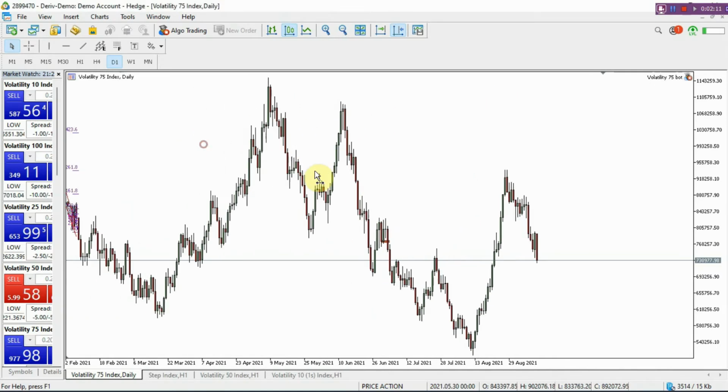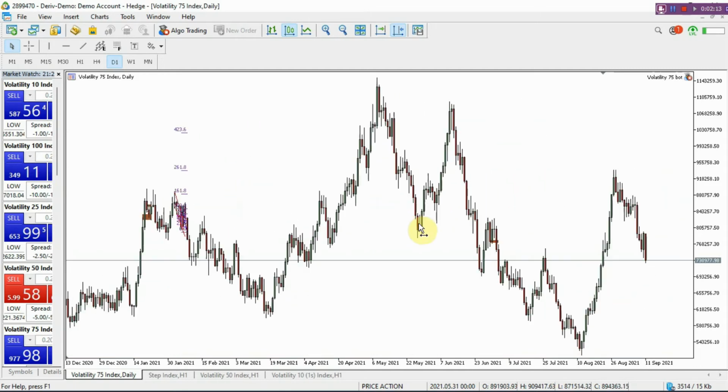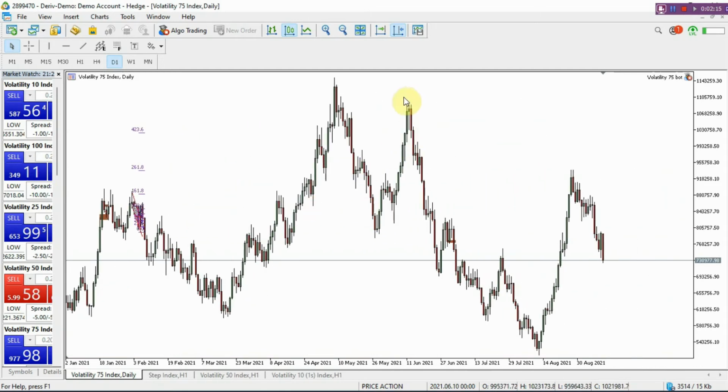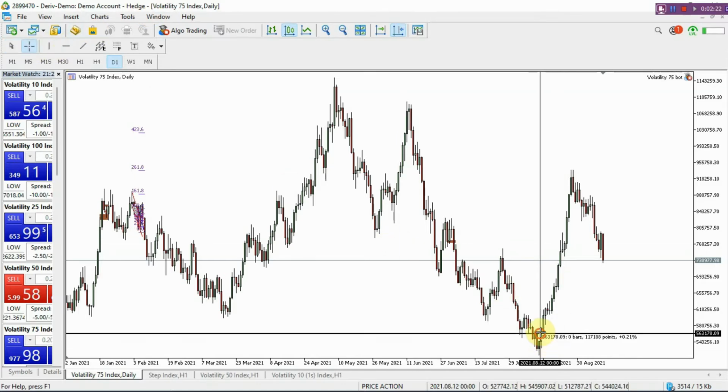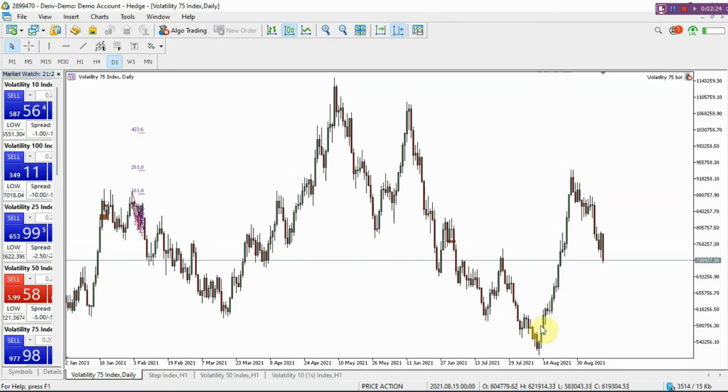What we can see is that recently price came down and made a push. We saw this strong push upwards. Price made this strong push upwards, and now it looks like it's reversing back to the downside.